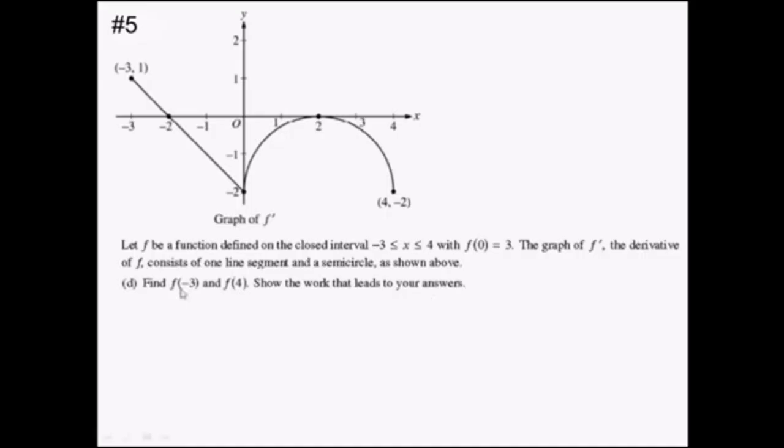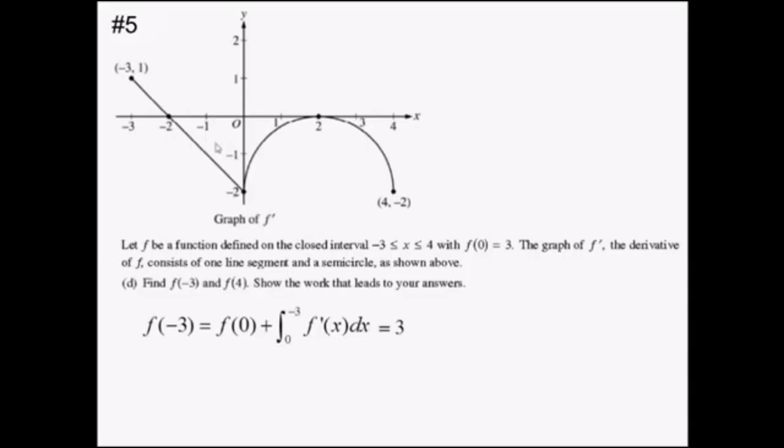So for both of these, we're going to need to use our fundamental theorem. So we have a known value here, f of 0. So we basically have to add f of 0 to the integral from 0 to whatever x value they're giving us down here. So we need f of -3 equaling f of 0 plus the integral from 0 to -3 of f prime. And we've got f of 0, we said that was 3.